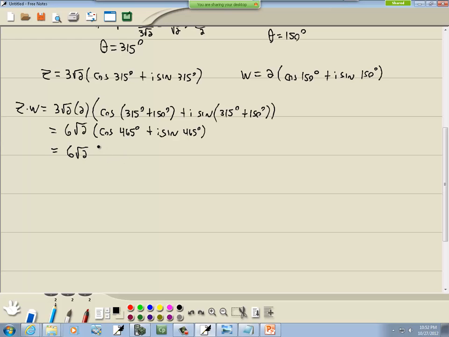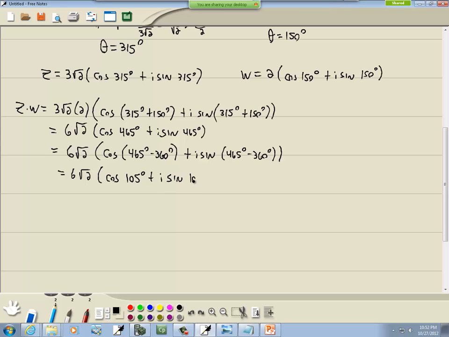So here we're going to subtract 360 to get back to where it should be. So we got 6 square root of 2, and then cosine 465 degrees minus 360 degrees plus i sine 465 degrees minus 360 degrees, which gives us 6 square root of 2, cosine of 105 degrees plus i sine of 105 degrees. And that's our answer for the first part.